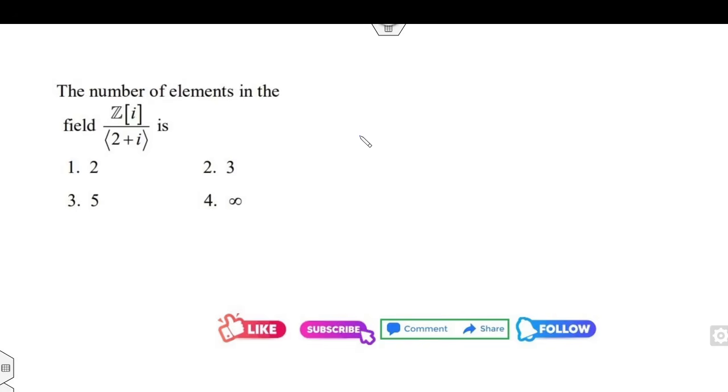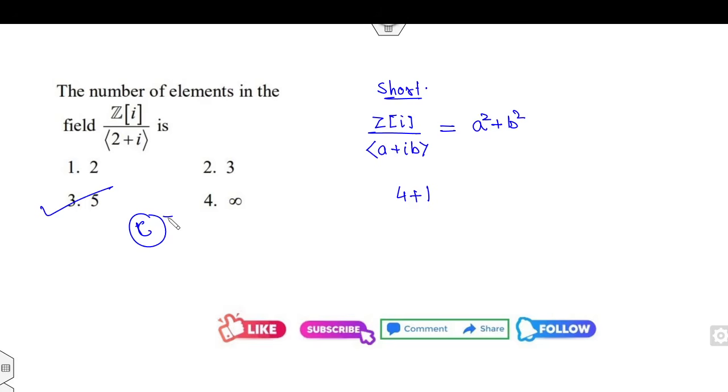Look at this another one. The number of elements in this case. What is the shortcut trick? As I told you, Z[i] over <a + ib> is a Gaussian integer quotient. The number of elements is a square plus b square. So can you find a square plus b square? 4 plus 1, 5 is the right answer of this problem.